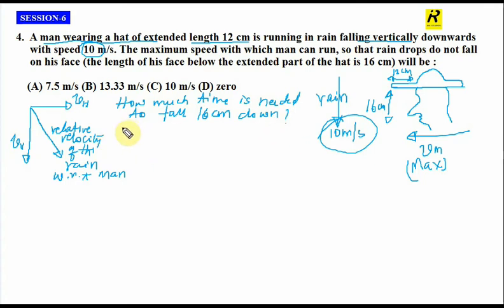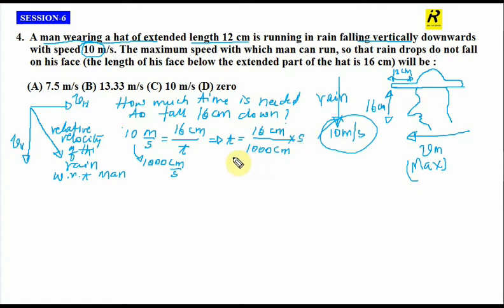For this I use the vertical velocity. The vertical velocity is 10 meter per second, and that equals the length of the face, which is vertically 16 centimeter, divided by the time taken, because speed is equal to distance divided by time. That is the formula I am using. Let t be the unknown time. If I rewrite this in terms of centimeters, t is equal to 16 centimeter divided by 1000 centimeter per second, and the unit second goes up. So t is equal to 4 divided by 250 seconds.